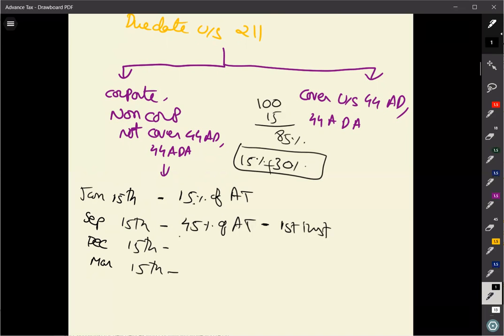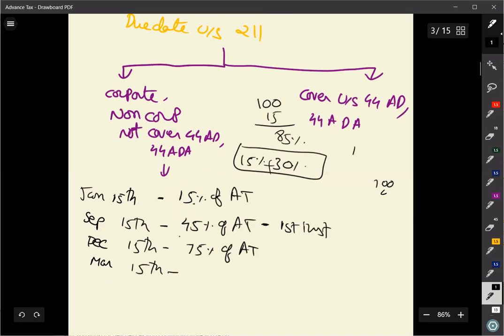Now, the third quarter, the third installment. What it says is that 75% of advance tax has to be paid. Again, this is cumulative. Of 100%, you had paid 45.